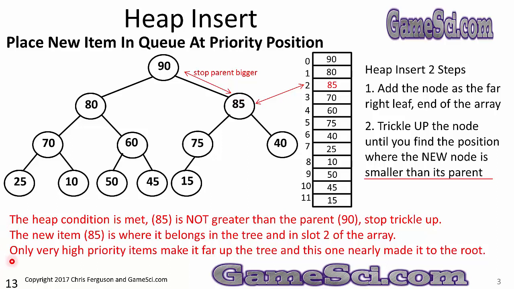Only very high priority items make it far up the tree, and this one nearly made it to the root. 85 is a high priority item, was inserted very far up into the queue. High priority items rise to the front of the queue.